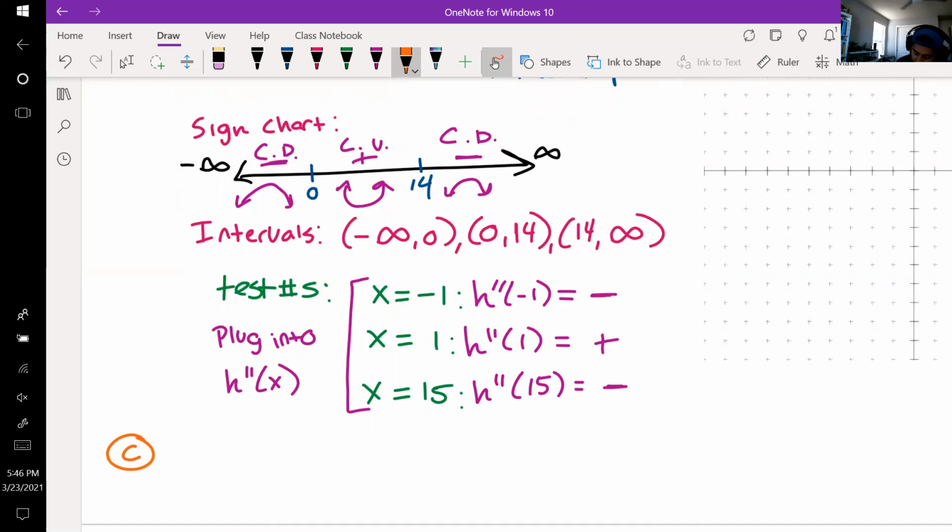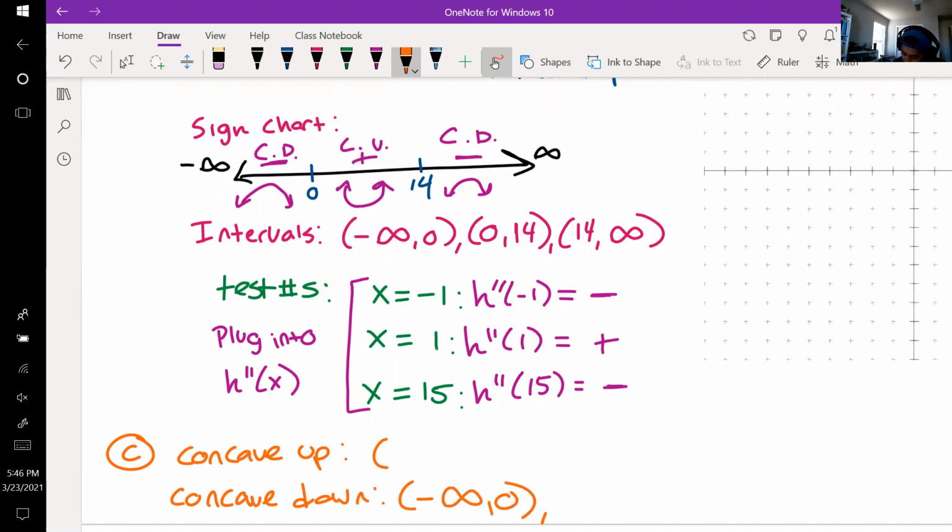So C, we are concave up on what interval? Negative infinity to 0 and also 14 to positive infinity. That'd be down, but good. So concave down from negative infinity to 0 and 14 to infinity. Correct. And then 0 to 14 is concave up.